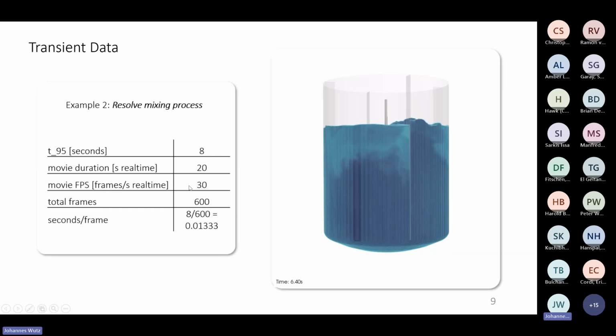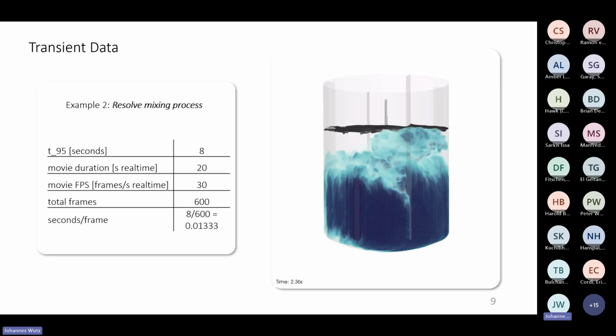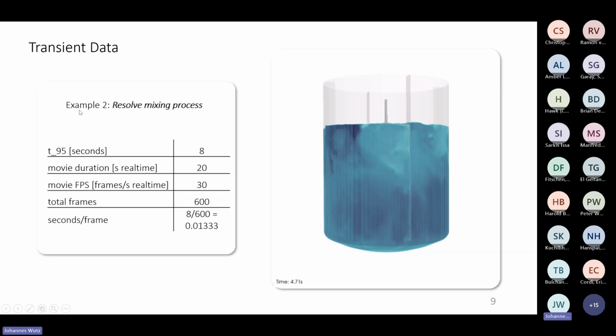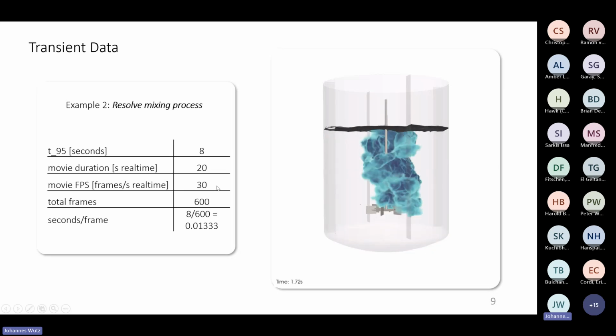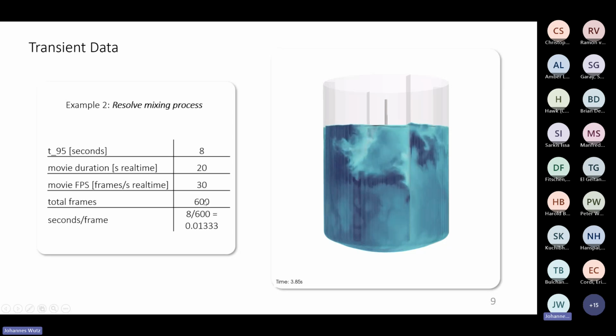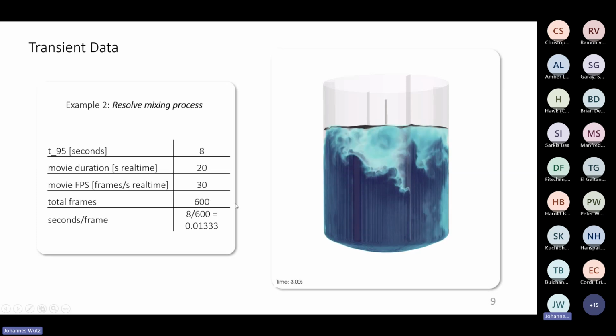Again, I need to decide with what frame rate I'm rendering my movie. So how many data frames do I pack into 1 second of real time? I went with 30. I think the default is 15. 30 is just a bit smoother. So in total, I need 600 frames, right? 20 seconds real time times 30 FPS is 600 total frames.